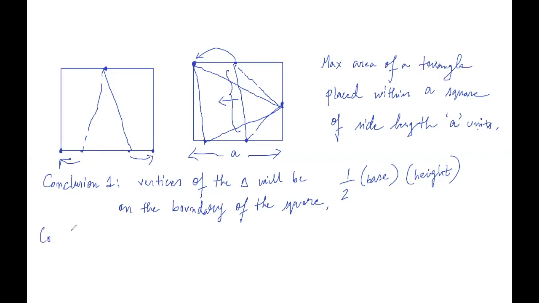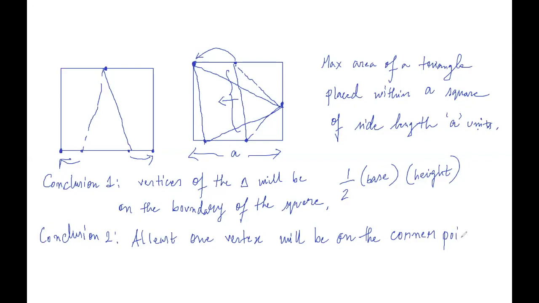So here our conclusion 2: at least one vertex will be on a corner point of the square.